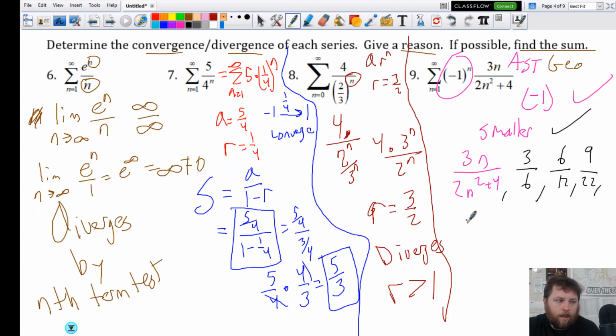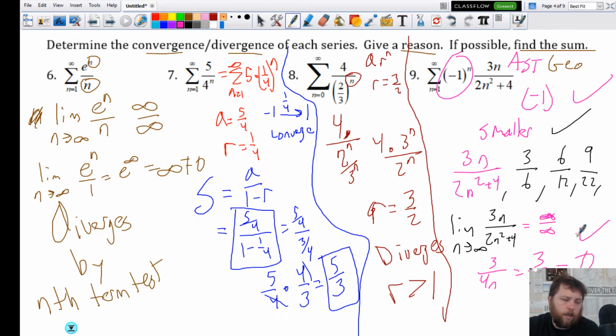Sure. And then the last check: the limit as n approaches infinity of 3n over 2n squared plus 4. Hopefully you remember that with polynomials, if the higher degree is in the bottom, it's going to go to 0. But if you don't remember that, with L'Hopital's rule, this would be infinity over infinity right now. So I differentiate the top and bottom, 3 over 4n. If you plug in, I get 3 over 4 times infinity. And a number over infinity is just 0. So yes, this is going to converge.